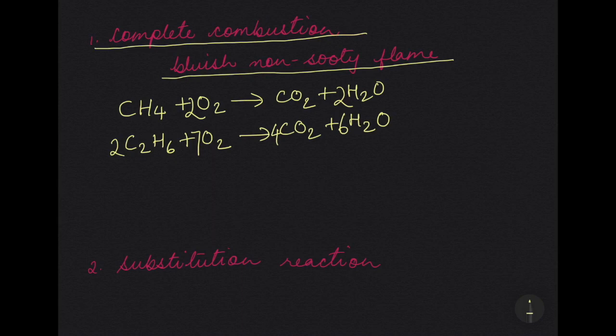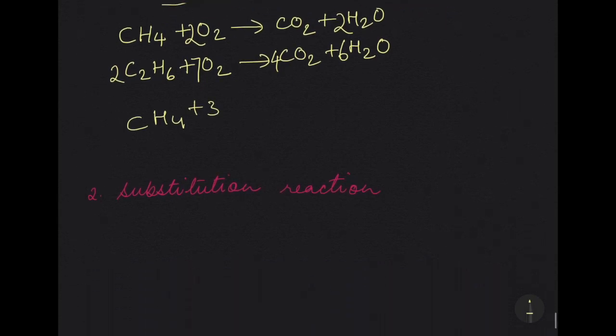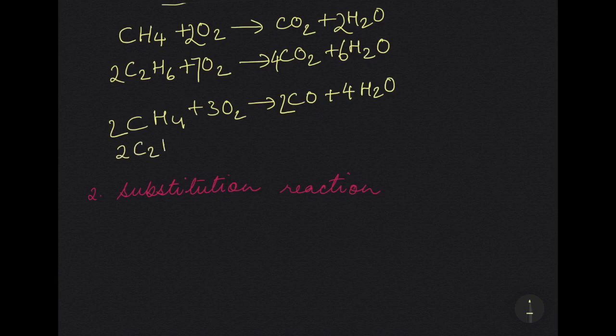Okay, now supposing there is insufficient supply of air, that is, less oxygen reaches when alkanes are burning. So what do they form? Instead of carbon dioxide, they form carbon monoxide. Okay, and 4 molecules of water. Similarly, ethane also, 2 molecules of ethane react with 5 molecules of oxygen to give 4 molecules of carbon monoxide plus 6 molecules of water.